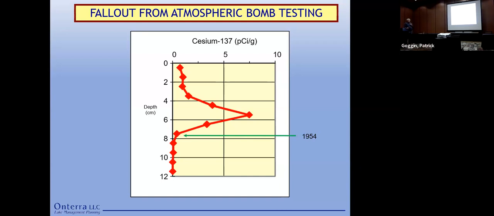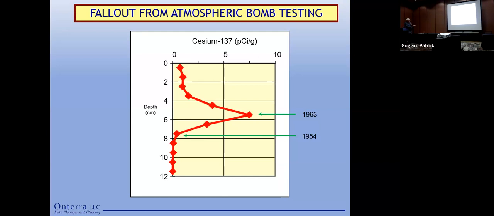But then when the Russians started doing their testing, their bombs were actually much dirtier than ours. And so they put a lot more cesium-137 into the atmosphere. But then in 1963, the atmospheric nuclear test ban treaty went into effect. And so then there was no more atmospheric testing of bombs. And so this peak then should correspond to 1963. And so that's how we check if the lead 210 modeling is correct.